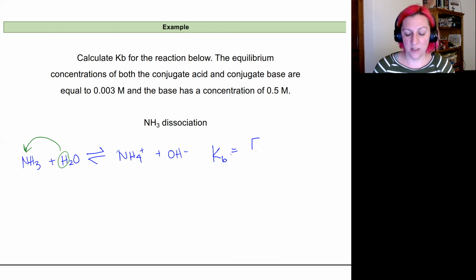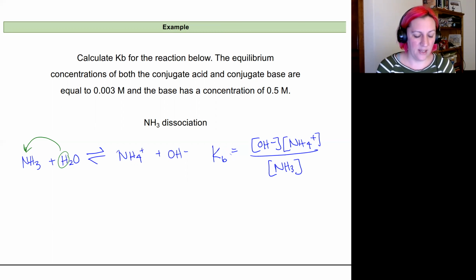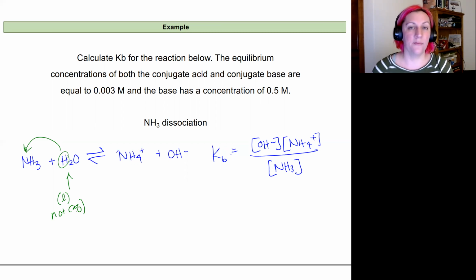So writing out an equilibrium constant expression for this, Kb is going to be equal to the concentration of our hydroxide ion times the concentration of our ammonium ion, all divided by that ammonia concentration. Now I'm leaving out water, right? Because this is going to be a pure liquid and it's not going to be aqueous. And so it falls into those heterogeneous equilibria category. So it's going to be ignored, or it would be equal to 1, or you can call it just negligible.